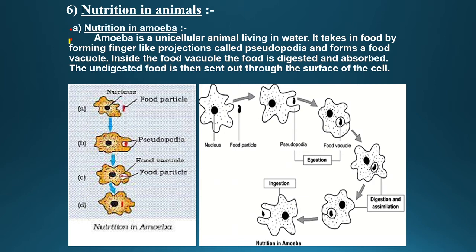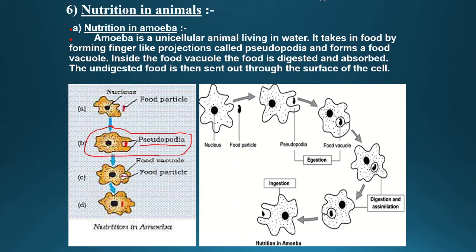The first part is nutrition in amoeba. Amoeba is a unicellular animal living in the water. It takes in food by forming a finger-like projection. Guys, this finger-like projection, as you can see here, is made. This is called pseudopodia. Remember the spelling, guys, don't make it wrong. Pseudopodia is known as the finger-like projections in the amoeba while it is trying to absorb food.